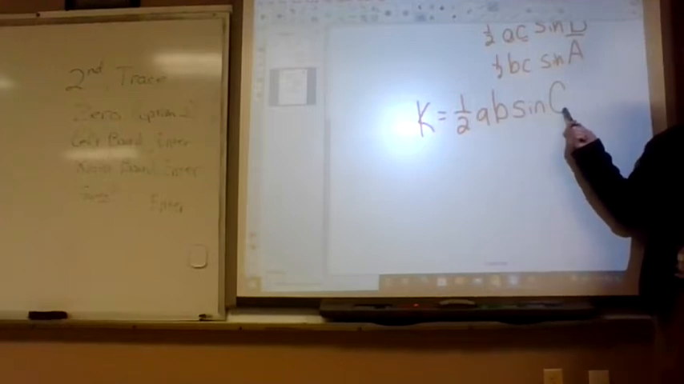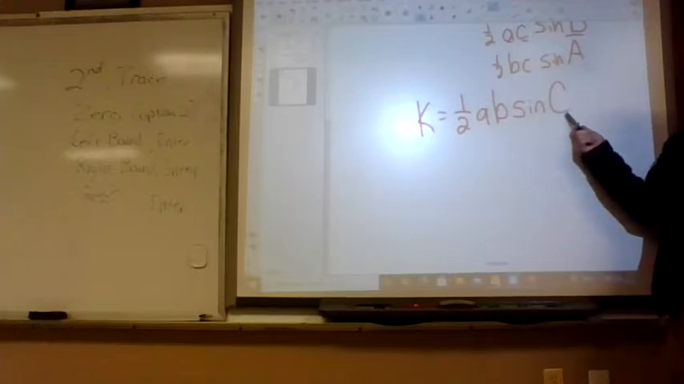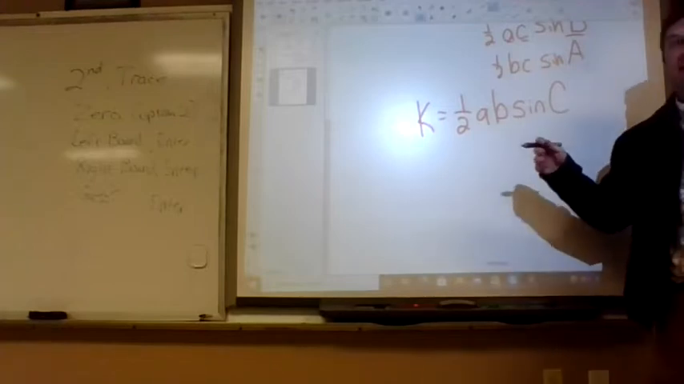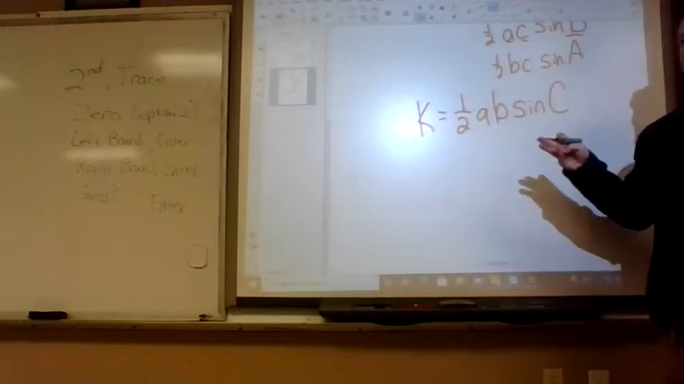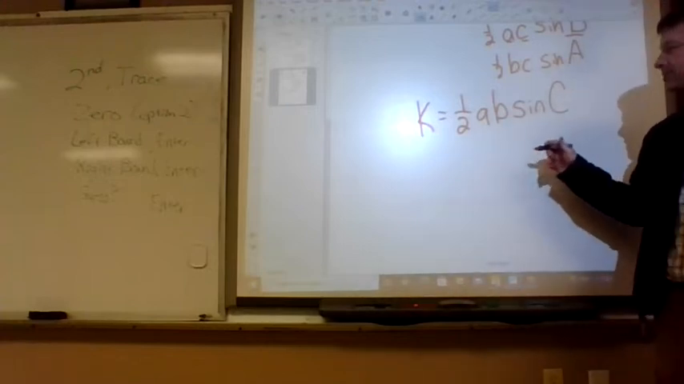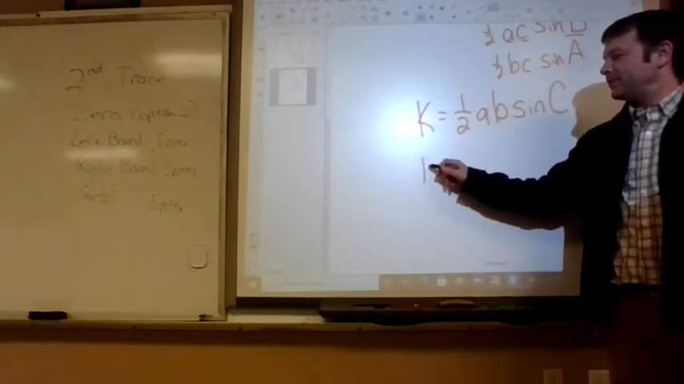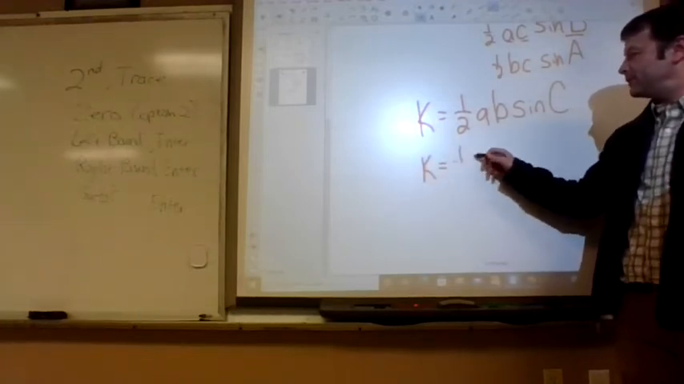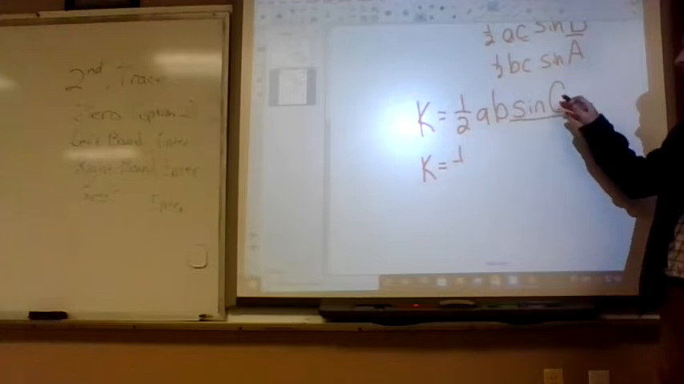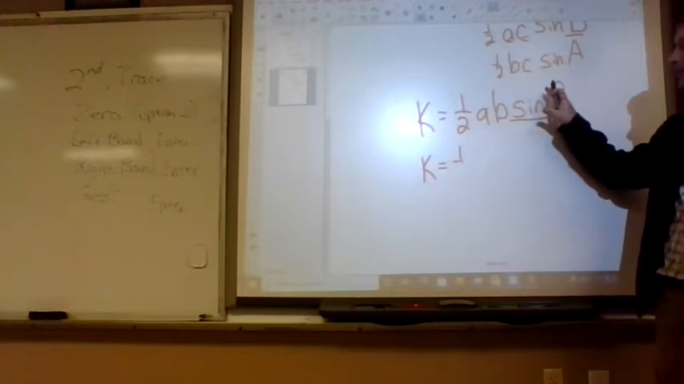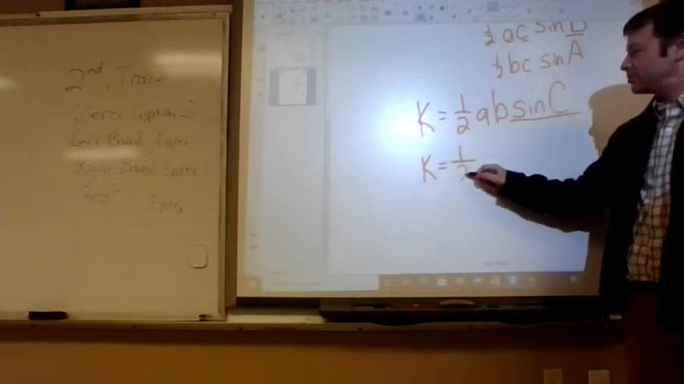So, C, if it's 90 degrees, what's sine of C going to become? You guys know what sine of 90 is? It's 1. Let's go. So the formula, this is number 5 by the way. If sine of C is equal to sine of 90, which is 1, then it's just 1/2 AB.